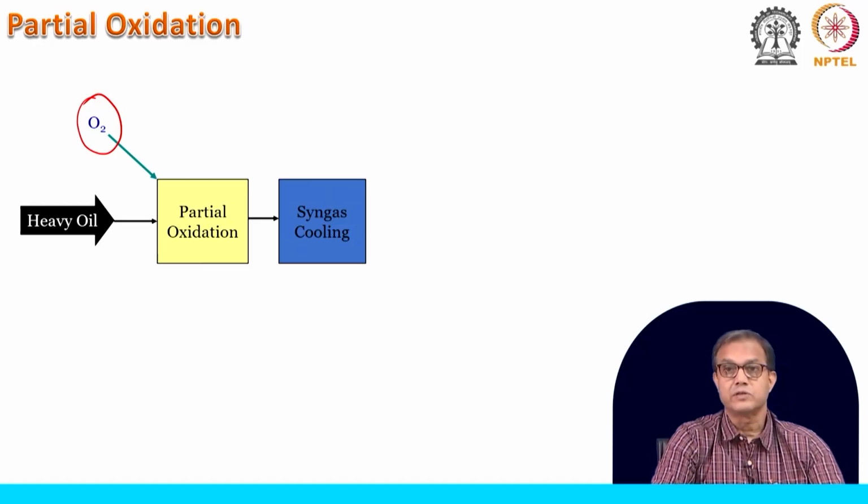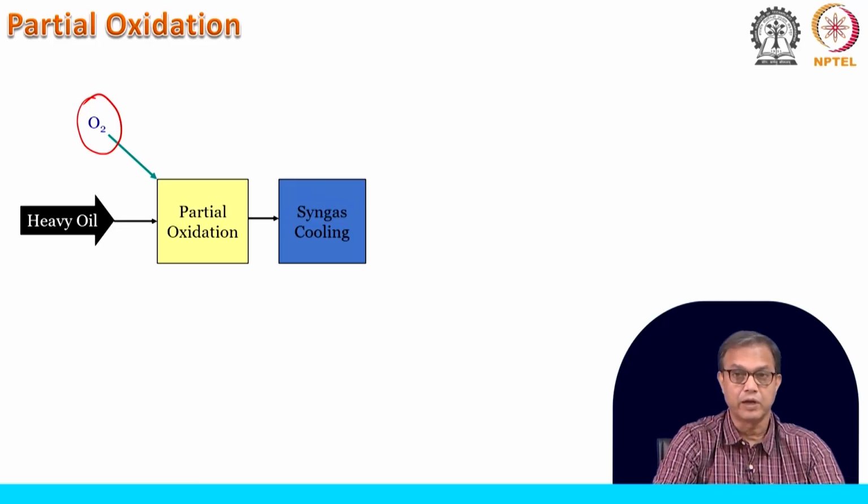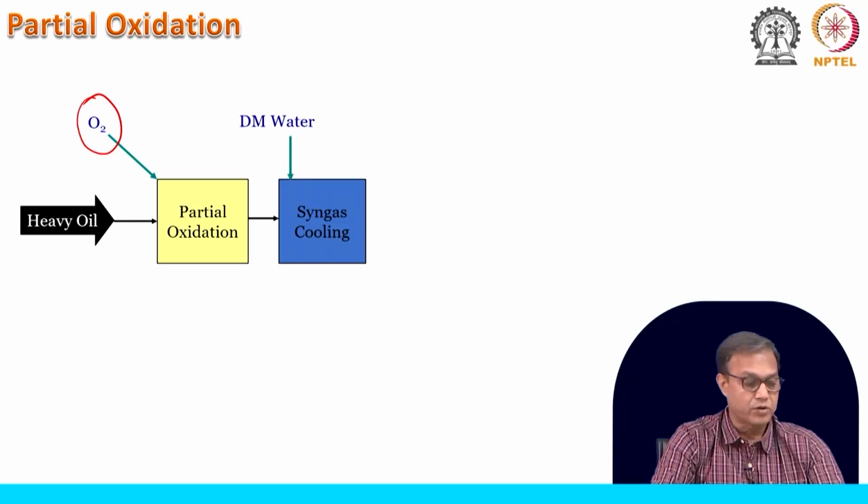This reaction is exothermic in nature, so the temperature would be quite high. It will go as high as 1200 to 1400 degrees centigrade, and there we find that it needs quenching of the syngas. Once we quench it, we use demineralized water to generate steam. This steam will be useful later on for different purposes.